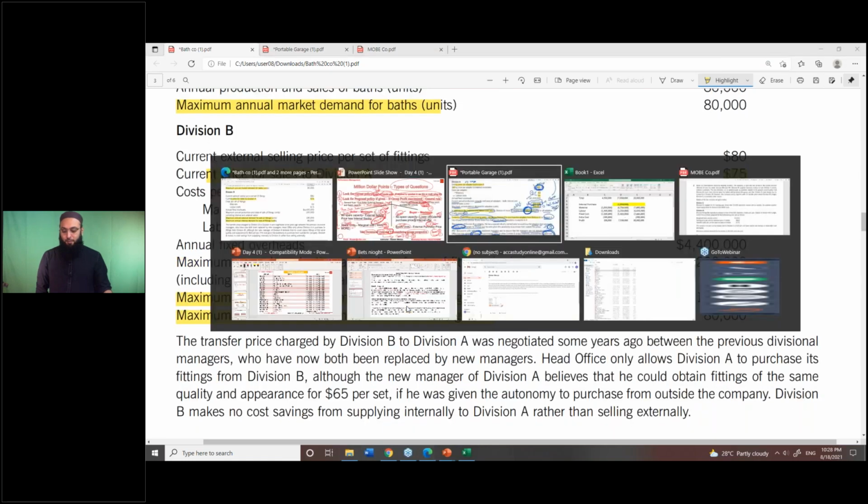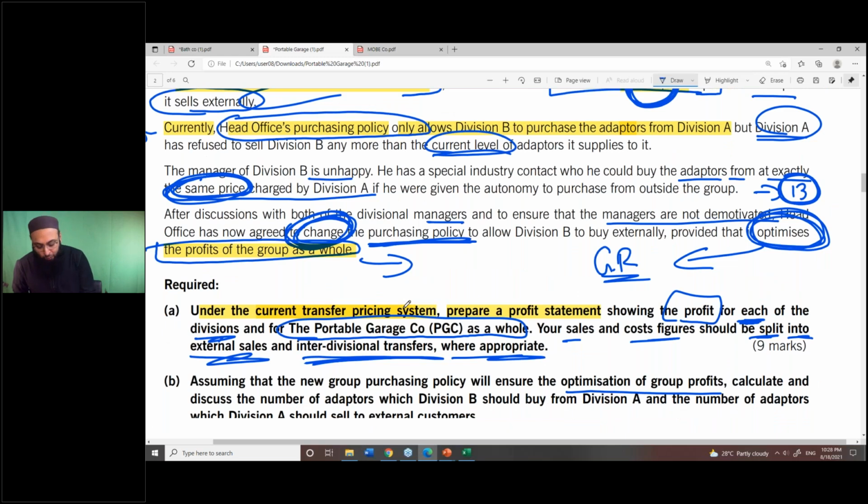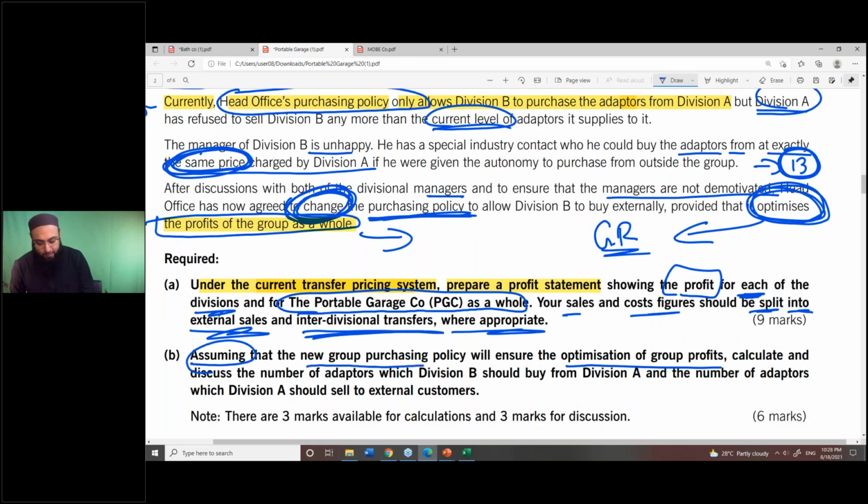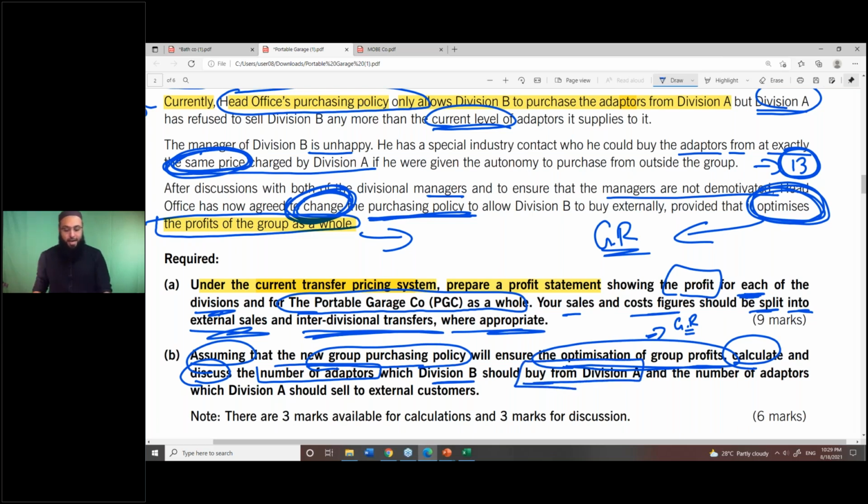Where is the question? Okay. Listen. Assuming the new group purchasing policy, the conclusion is very simple. I'll repeat again: assuming the new group policy is to ensure optimization of group profit, this is an indication to use the general rule. Calculate and discuss, two verbs: the number of adopters which B should buy from A, and the number of adopters which A should sell to external customers.